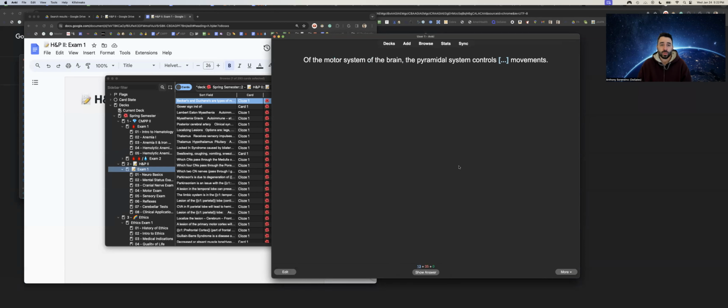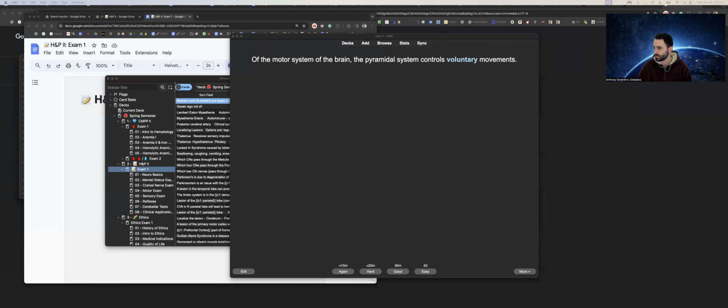Okay. Of the motor system of the brain, the pyramidal system controls blank movements. Well, isn't it extra versus, it's voluntary versus involuntary? It depends because extra is involuntary. So this isn't correct. I forgot to add a part to this.